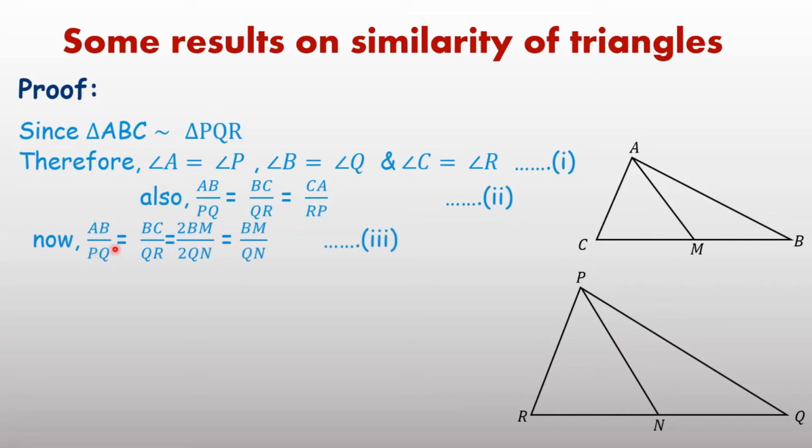AB upon PQ equals BC upon QR. BC we can write as 2 times BM because M is the midpoint, and QR we can write as 2 times QN. Cancelling out, it equals BM upon QN.